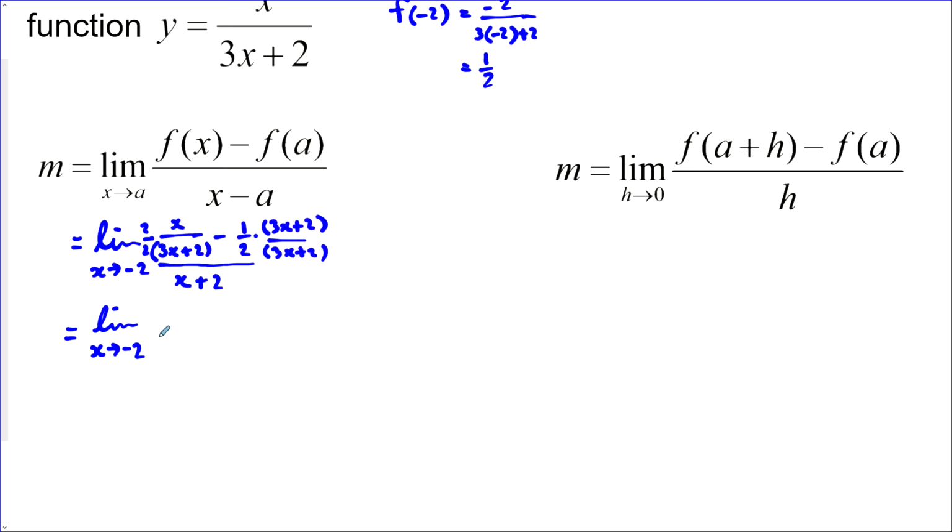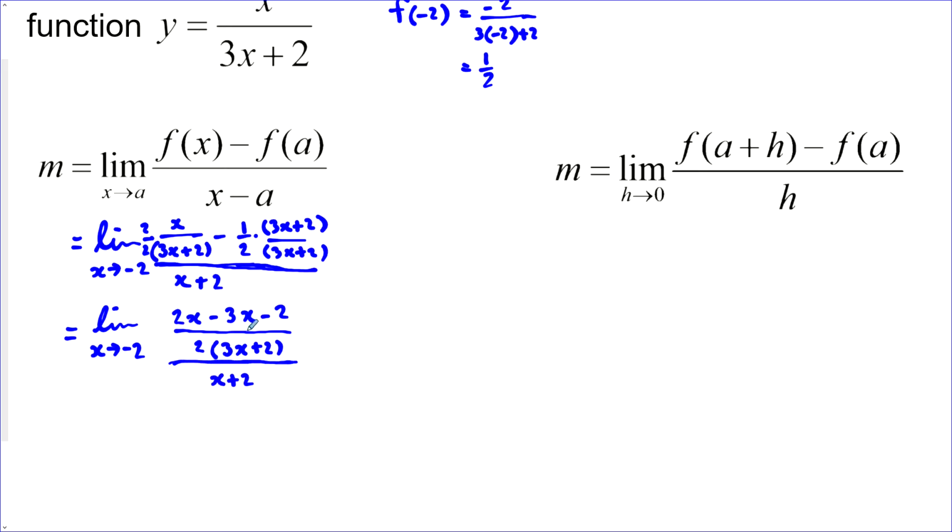Let's clean it up. So in the numerator of the numerator, we have 2x minus 3x minus 2. It's distributed in that negative sign. And in the denominator of the numerator, I've got 2 and then a 3x plus 2. Then in the overall denominator, we've got x plus 2.